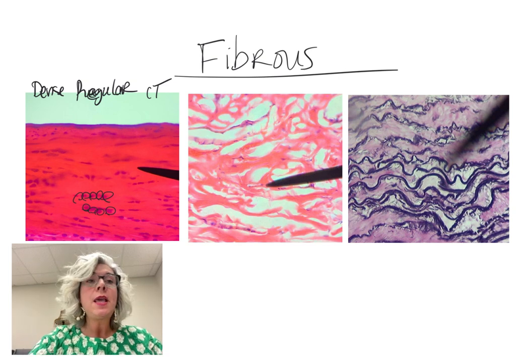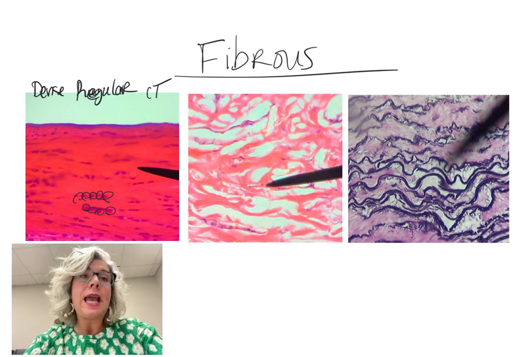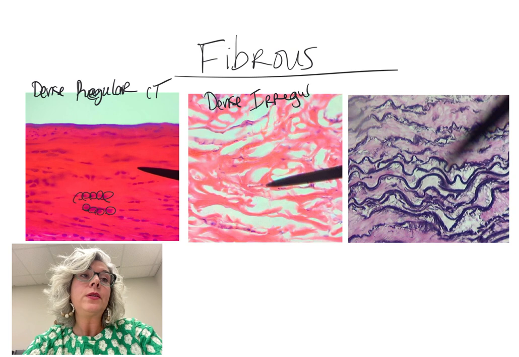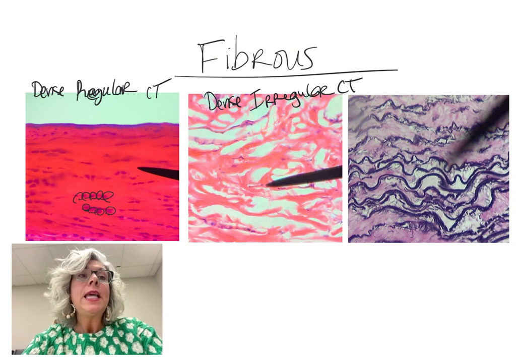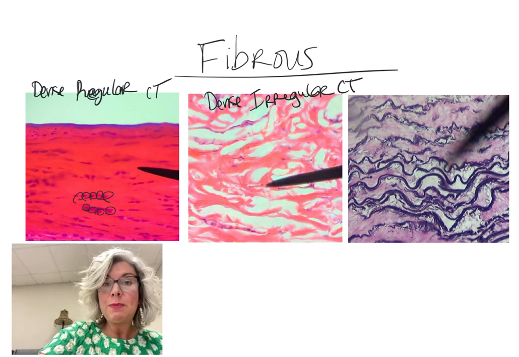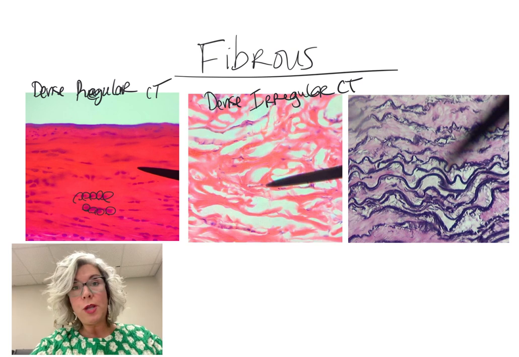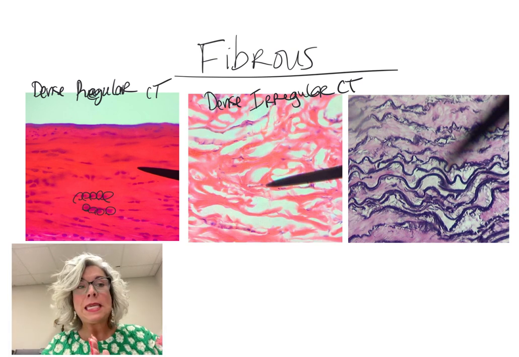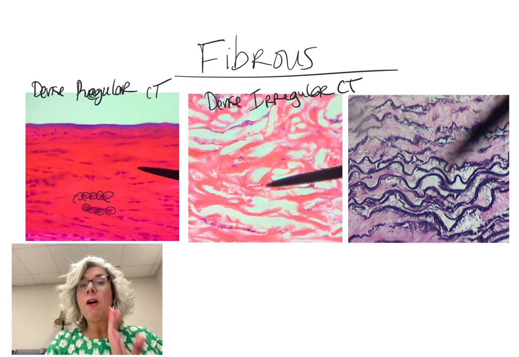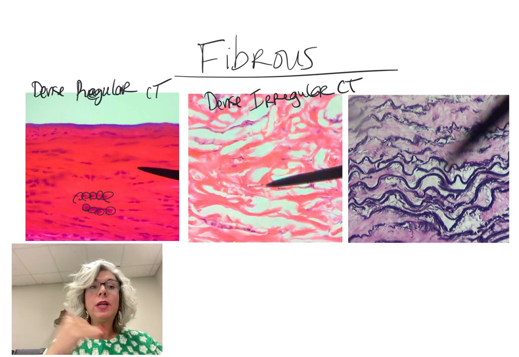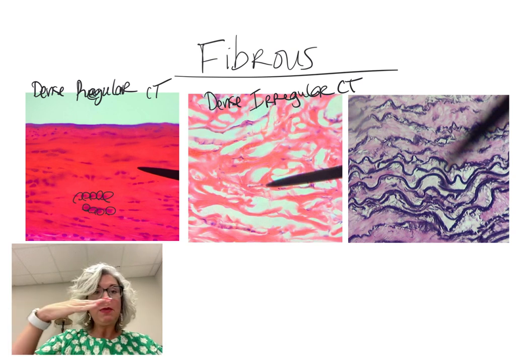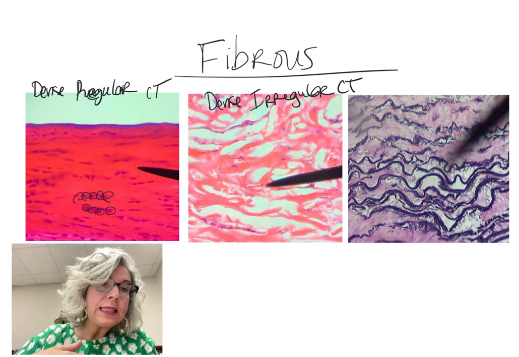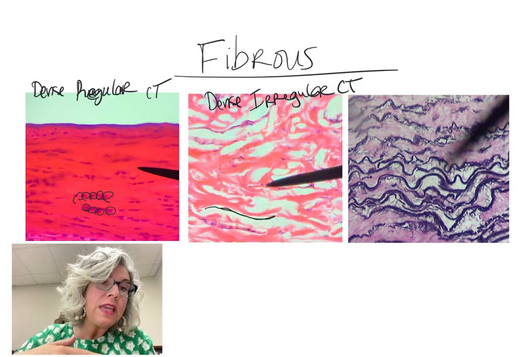in one plane. The middle example that we're looking at is called dense irregular. So I'm going to write this, dense irregular CT. Dense irregular gets its name because the fibers do not run parallel to one another. You can kind of see these swirls of pink. The pink that you're seeing is the collagen fibers, and notice they're running in several different directions. Some may be running horizontally, like this one right here has a bit of a wave to it.